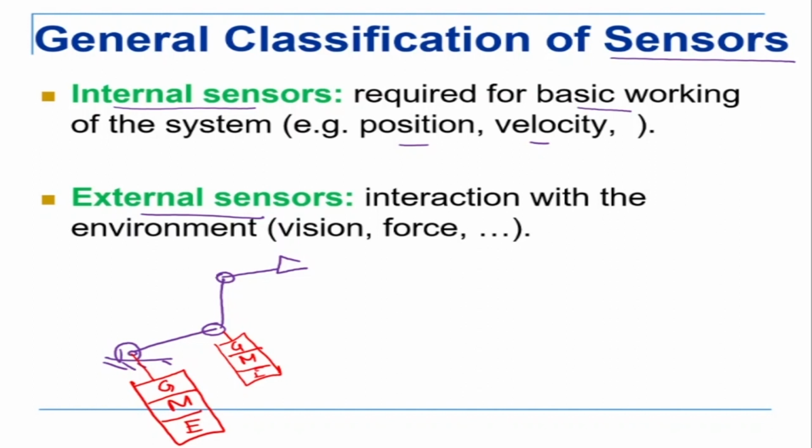So here we said that for the basic working of this joint, we need an actuator and we need a sensor. The sensor has to tell the controller what the present position of the joint or the links is, so that the controller can decide how much voltage or how much actuation to give to move the link from some position to some other position.